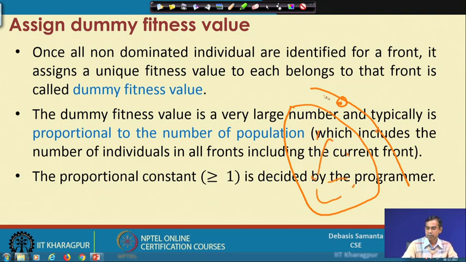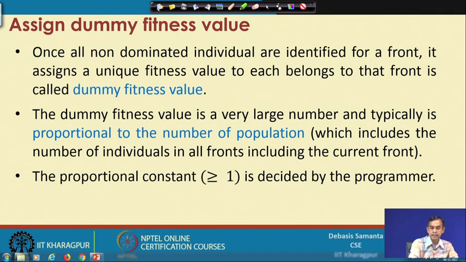So, all the solutions plus all the solutions in this front give this large number of values, and it is assigned. Again, you can see all the solutions in the front are assigned the same dummy fitness value. This way we can assign the dummy fitness value, and it is a proportional number; sometimes the proportionality constant is greater than 1 to get a very good number. So, this assigns the dummy fitness values to all the solutions. If we assign the dummy fitness value to the non-dominated front, that means the first front, it has a very high number, then the next front and so on. As the front number goes higher, the assigned dummy fitness value goes lower. This way we can basically give the tentative fitness values.